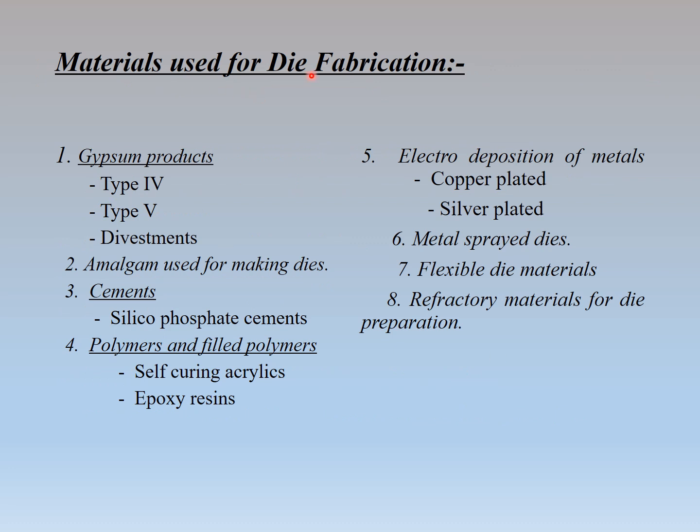Okay, so there are many die materials which we use for fabrication. So gypsum products, type 4, type 5, die investments, also amalgam used for making dies, cements, that is the silicophosphate cements, polymers are used, epoxy resins, self-curing acrylics, electrodeposition of metals is also used, such as copper plated, silver plated, metal sprayed dies, flexible die materials, refractory materials for die preparation. Okay, so all these are used, and commonly used are the gypsum products.